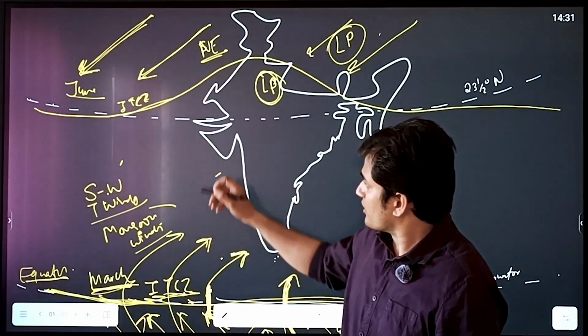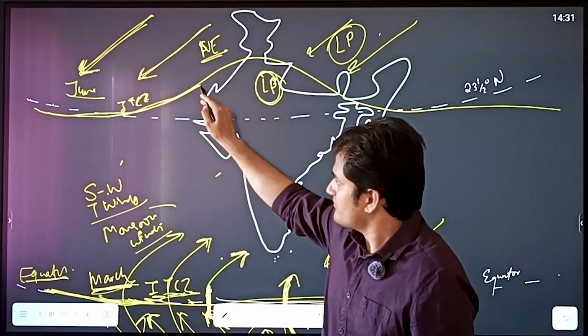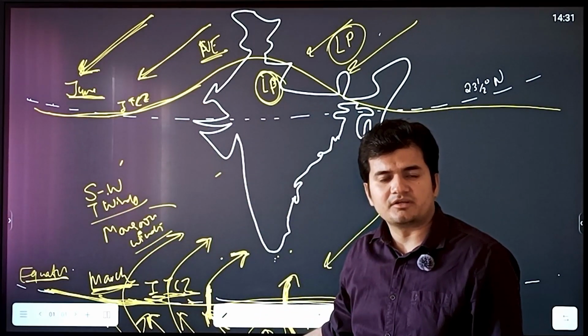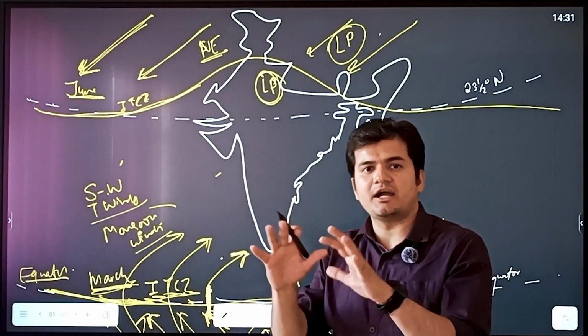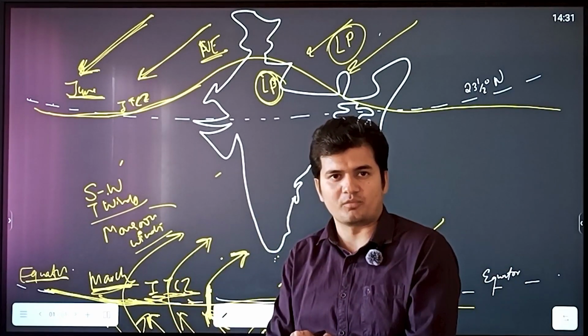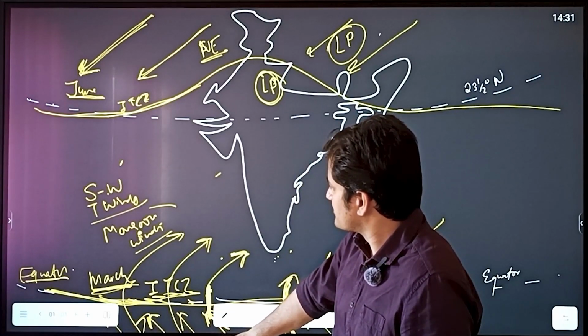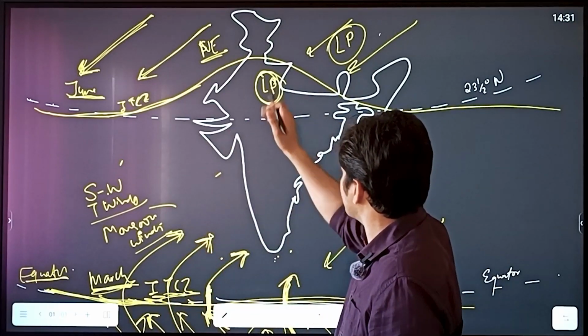Why? Because the sun rays are directly falling at the Tropic of Cancer in the month of June. And in the southern hemisphere, we have winter season. And because of the low temperature, a high atmospheric pressure will be formed. So from the high atmospheric pressure, these winds start to begin their journey toward the low atmospheric pressure.